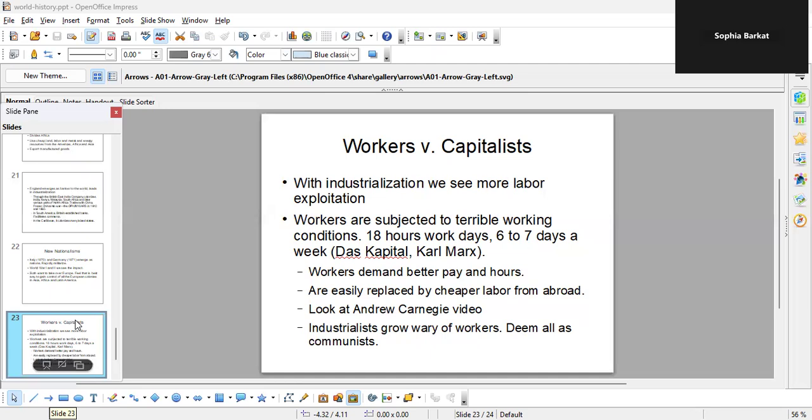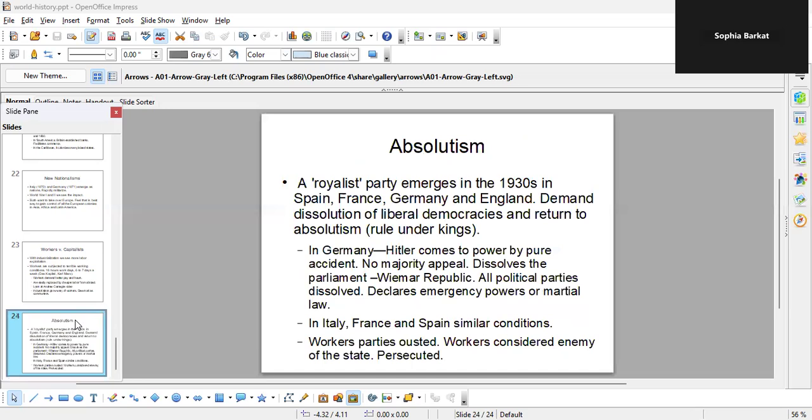And eventually, by the 1900s, they actually become part of the liberal democracies. Workers' parties are now represented in government. So we see a lot of industrialists becoming very upset, and by the 1930s, in Spain, France, Germany, and England, we see the industrial powers becoming frustrated by worker parties.